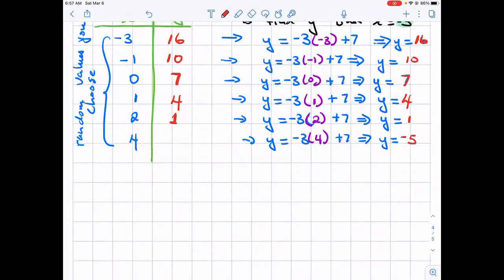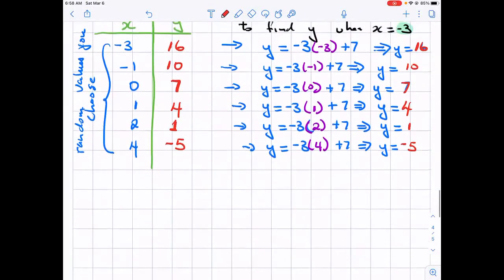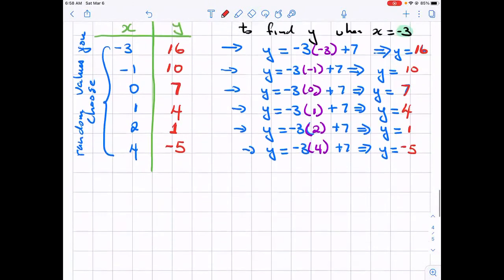Okay. -3 times 4 is -12. -12 plus 7 is -5. So we write -5 here. Now, if we plot these points, okay, so now plot points.